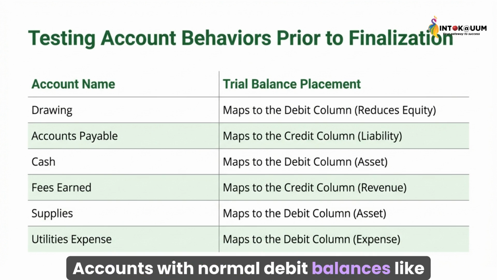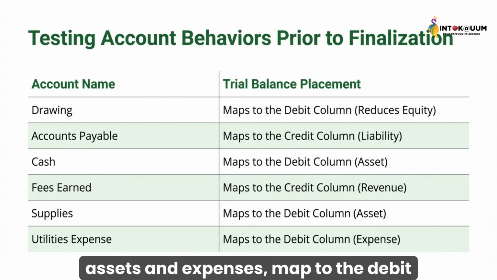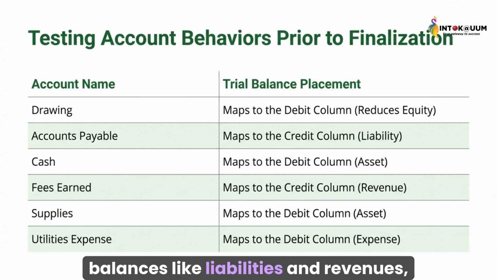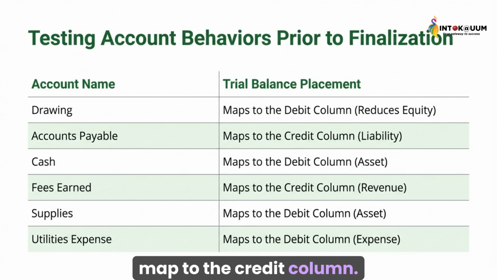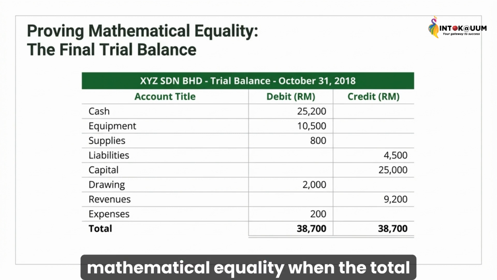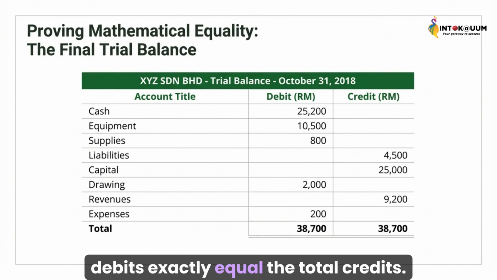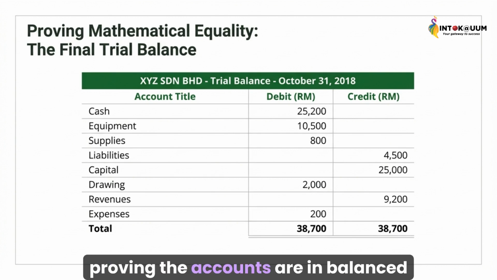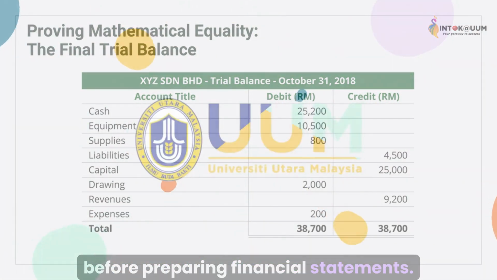Accounts with normal debit balances, like assets and expenses, map to the debit column, while those with normal credit balances, like liabilities and revenues, map to the credit column. The final trial balance confirms mathematical equality when the total debits exactly equal the total credits. Here, both columns total Rm 38,700, proving the accounts are in balance before preparing financial statements.